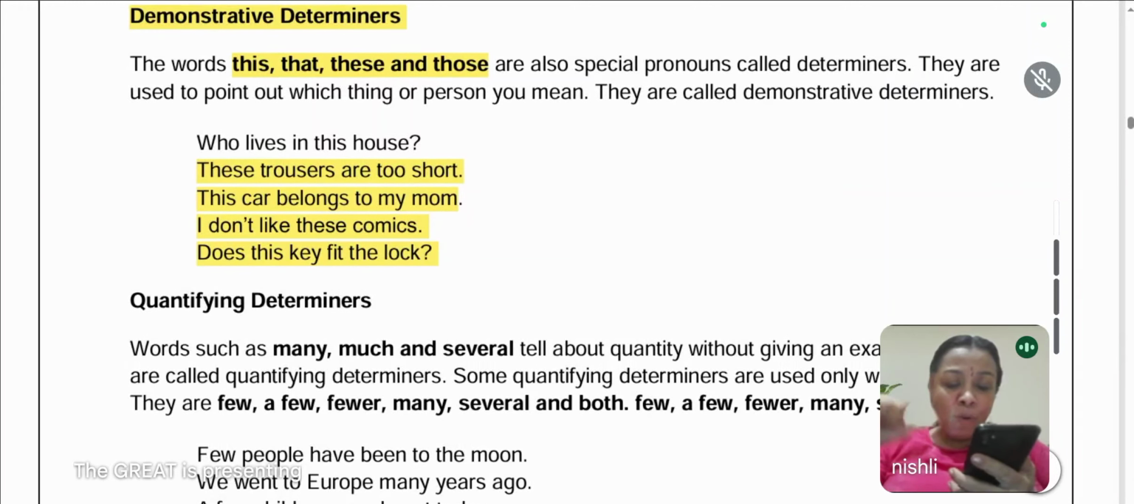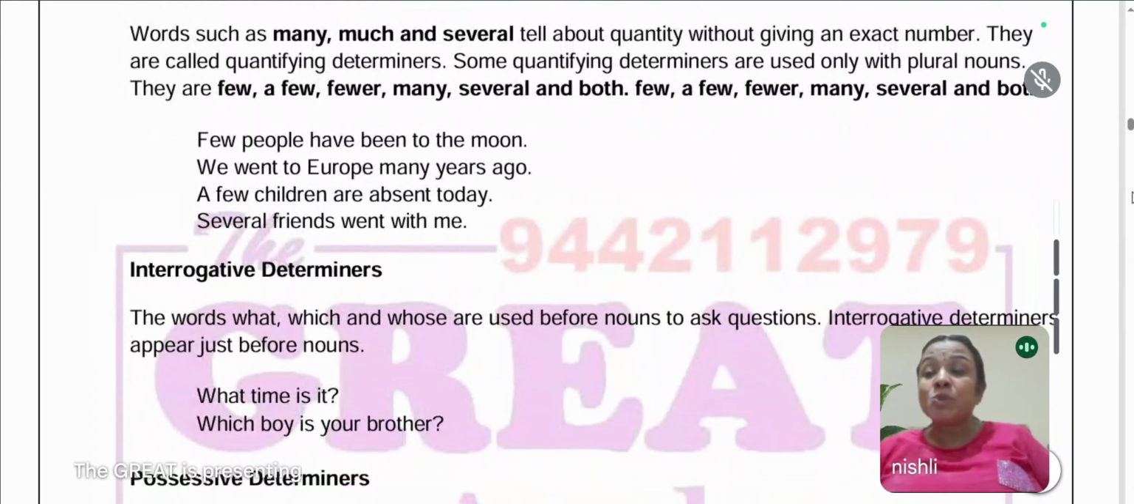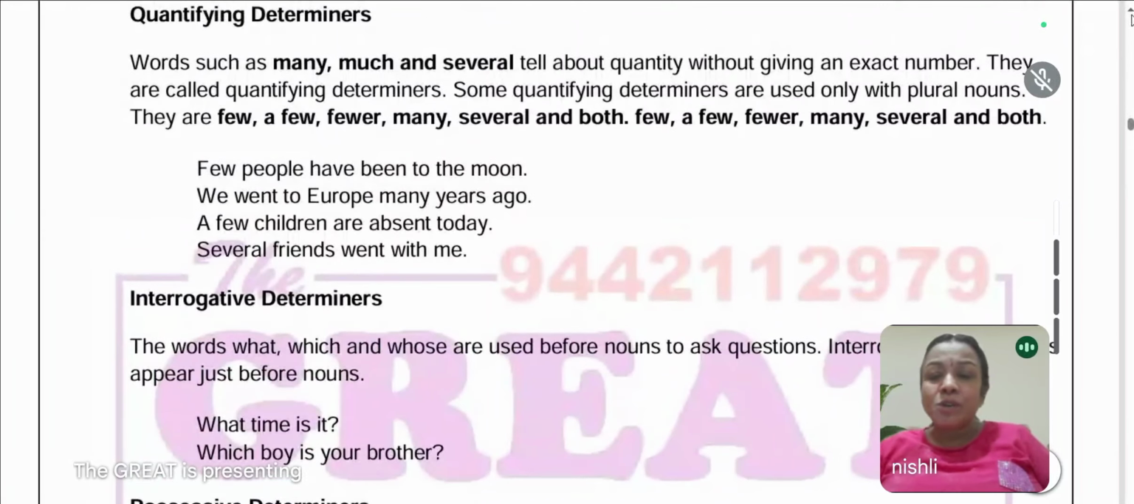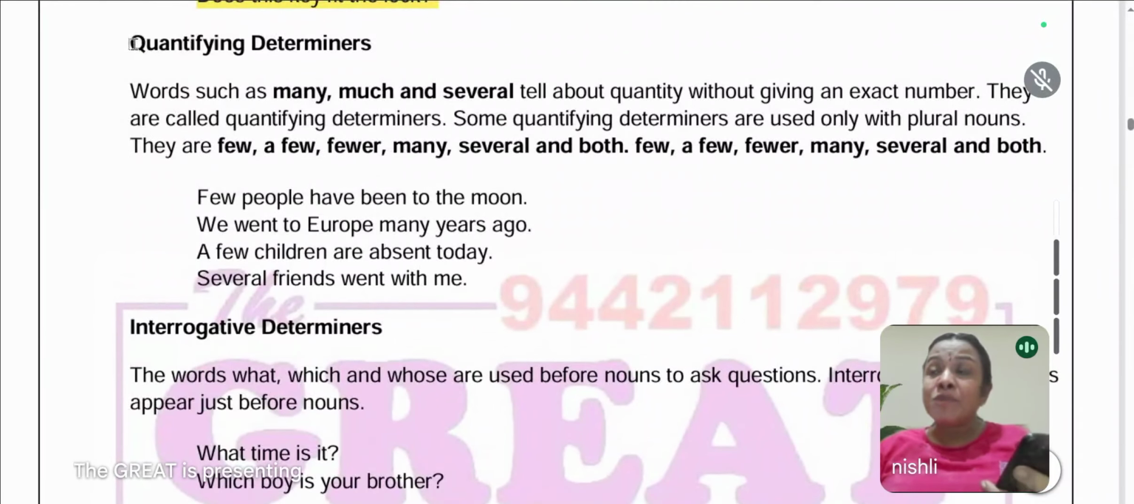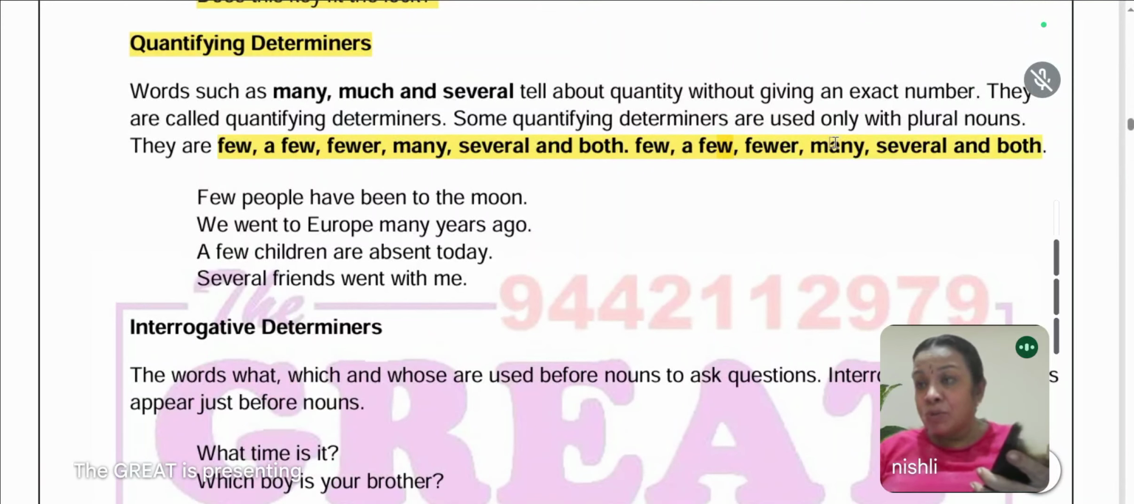Then again, quantifying determiners. Quantifying always denotes quantity. It refers to quantity like few, many, some, plenty, things like that. Few people have been to the moon. So again, quantity: few. We are pointing out the quantity of people who have gone to the moon so far. We went to Europe many years ago.